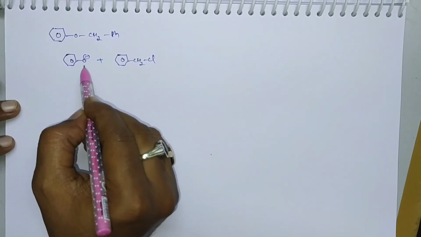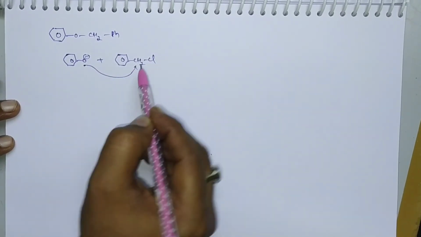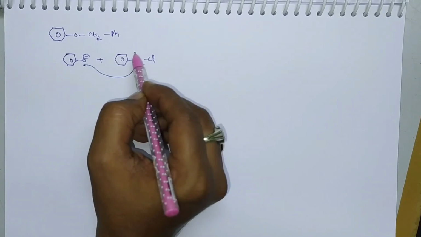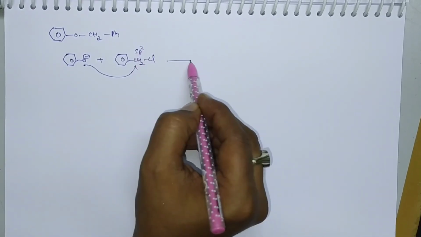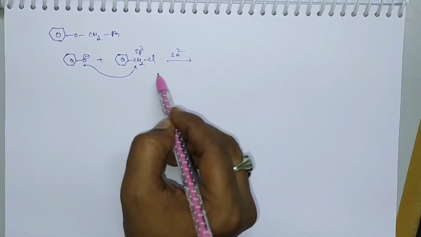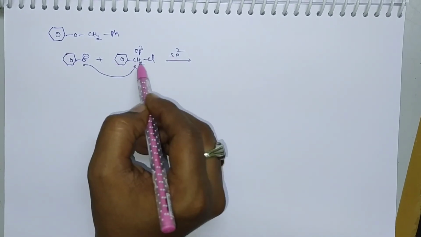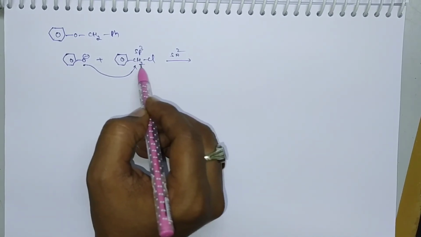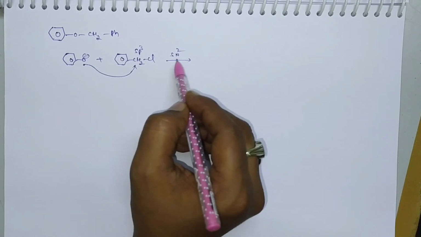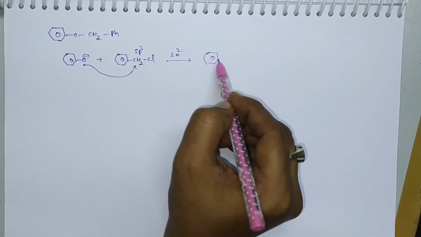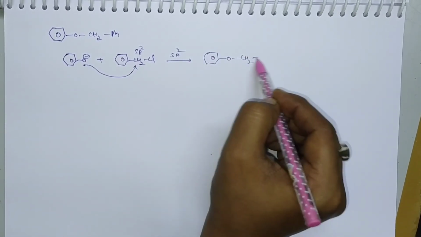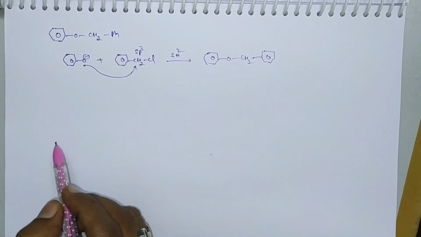This alkoxide ion can easily react with this benzyl chloride because here it is sp3 carbon. At an sp3 carbon, SN2 reaction is possible, that is at a primary alkyl halide. This is a primary alkyl halide, that's why it is involved in SN2 reaction. So the SN2 product predominates here, and this ether can be prepared by Williamson synthesis.